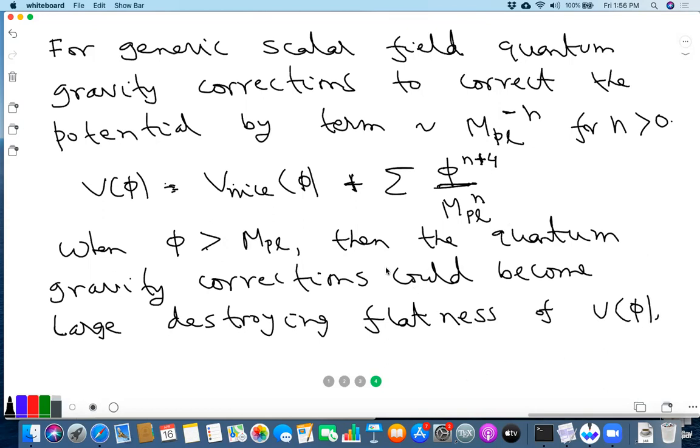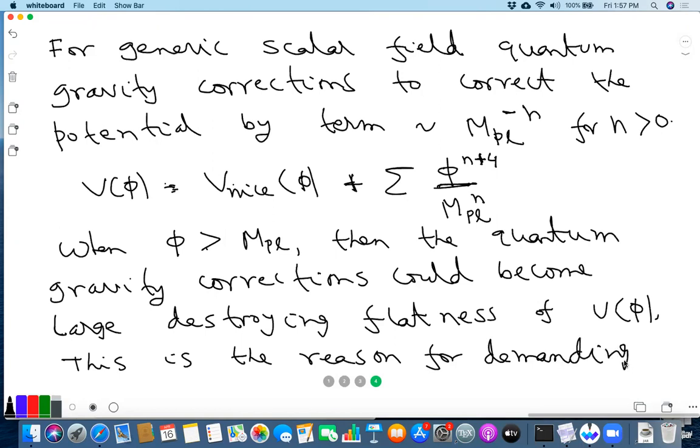So because of this observation, for a generic case, it's natural to demand that the range over which the scalar field during inflation travels should be less than m Planck. So this is the reason for demanding delta phi less than m Planck.